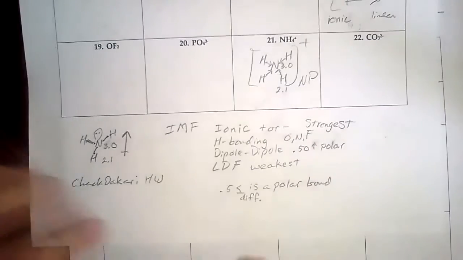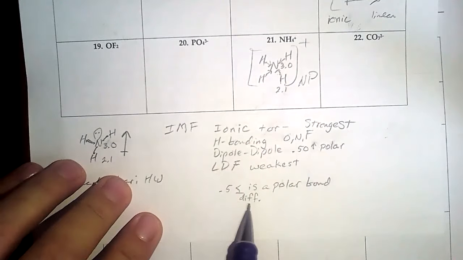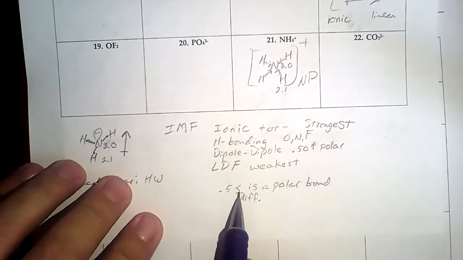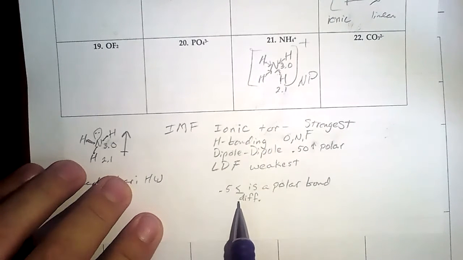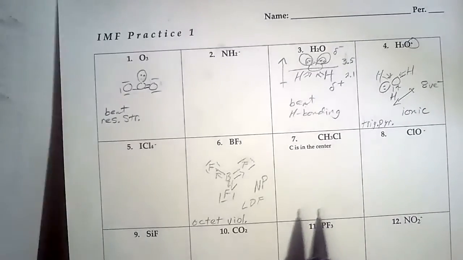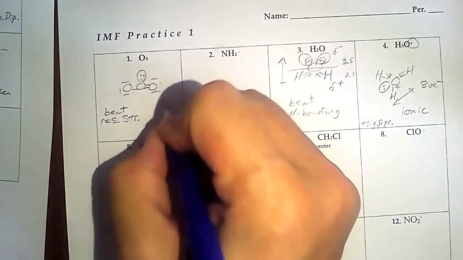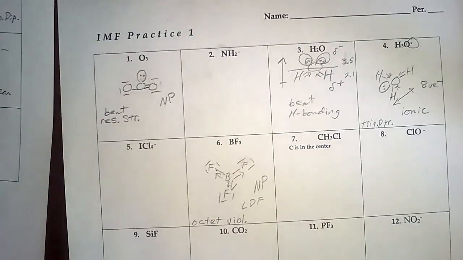And maybe you hit pause and copy this set down right here. Also, I forgot the word difference here. So 0.5 difference equal to or less than is a polar bond. So equal to or greater than 0.5 of a difference is a polar bond. But if you don't have a polar bond, you can't have a polar molecule. So this one is nonpolar. And we don't have a polarity arrow because it's nonpolar.